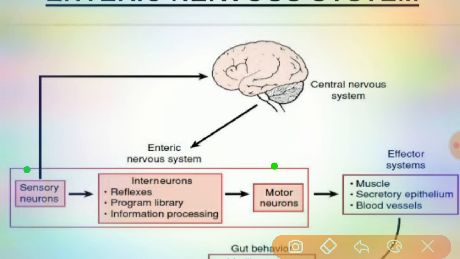The sensory neurons will have interneurons; they produce the reflexes, and also process the information towards the brain. Then coming to the motor neurons, these motor neurons process in the muscle matter and secretory epithelium, and also in the blood vessels.